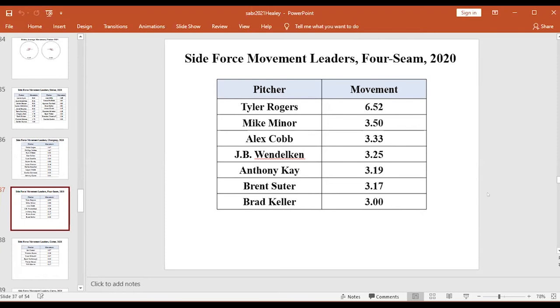And here are the four-seam leaders. We've got Brad Keller, we see again. And the guy at the top, Tyler Rogers. This might look like a typo, this 6.52, but it's not. Other sources classify this pitch as a sinker. If you look at Brooks Baseball, they've got this pitch as a sinker. So if you look at just the side force movement on the pitch, it fits in a lot better with the sinkers than it does with the four-seams.